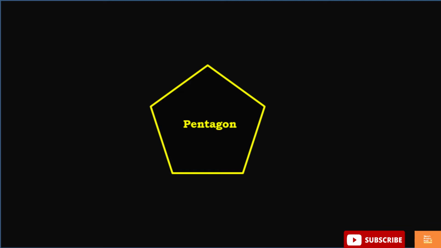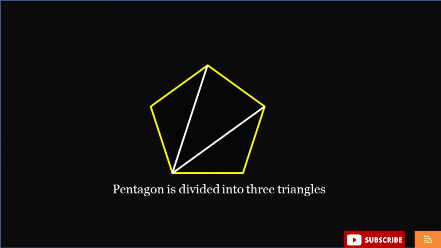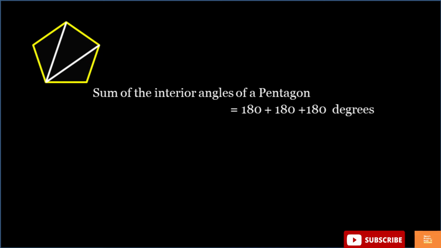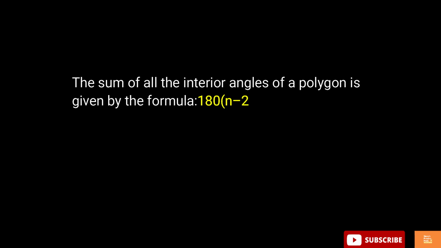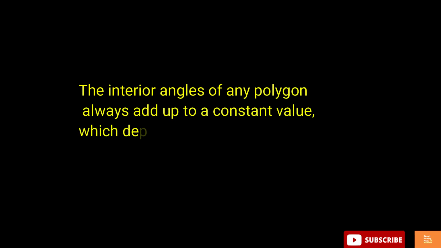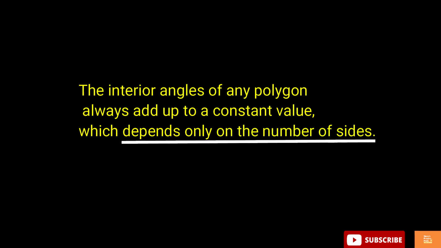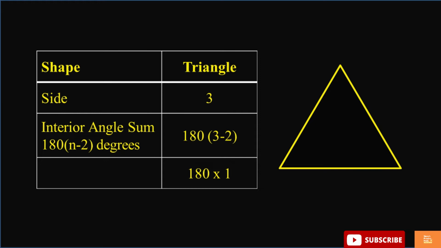Similarly, we can find the sum of the interior angles of a pentagon. A pentagon is divided into three triangles. Hence, it is 180 plus 180 plus 180. The sum of all the interior angles of a polygon is given by the formula 180 into (n minus 2) in degrees, where n is the number of sides. The interior angles of any polygon always add up to a constant value which depends only on the number of sides. See some examples tabulated.